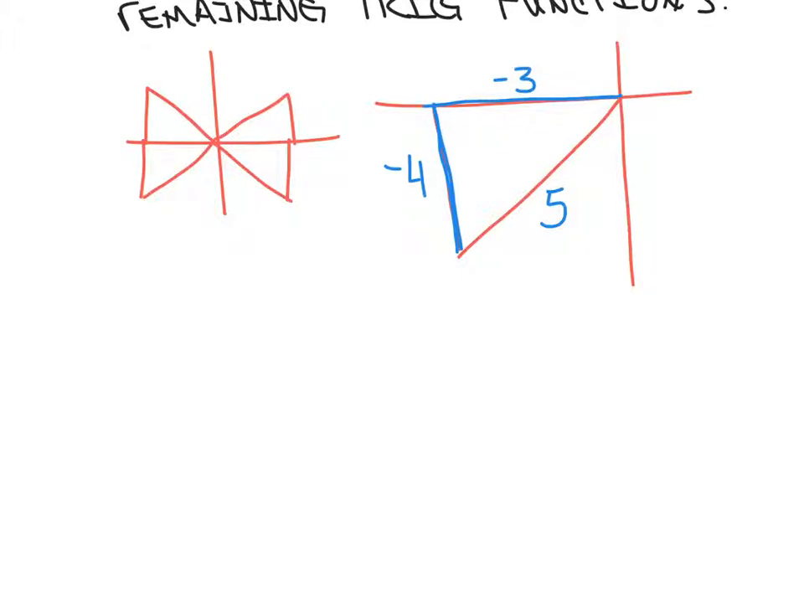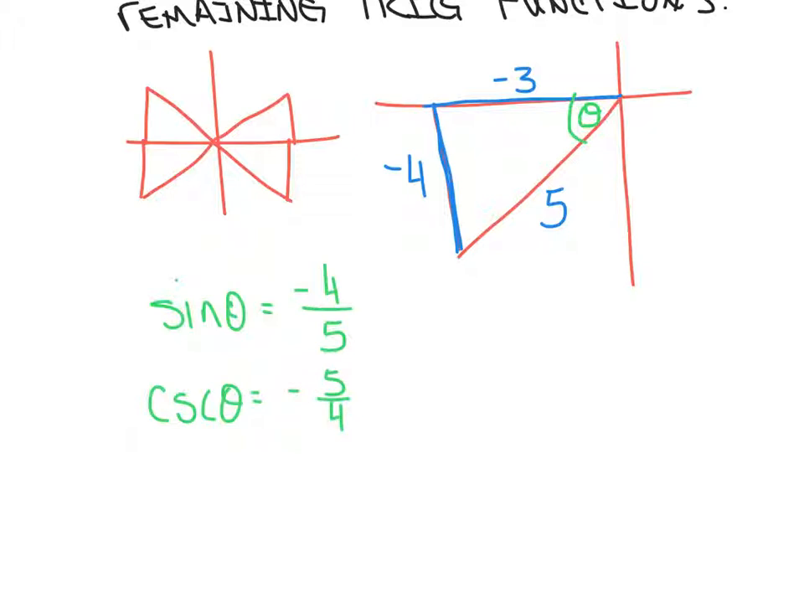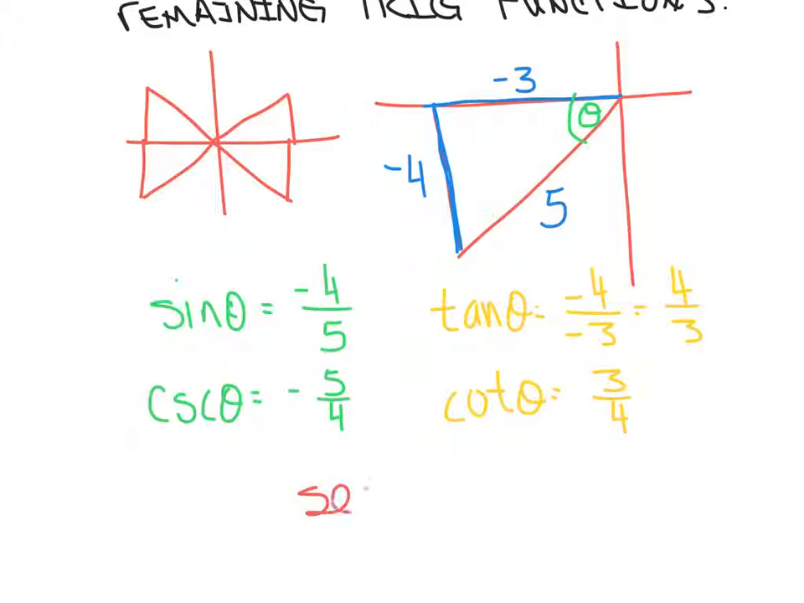So let's see what we got cooking here. We know that the sine of theta, and theta is this angle right there, is going to be opposite over hypotenuse. Its reciprocal, cosecant, is going to be negative 5/4. Tangent is going to be opposite divided by adjacent, which turns out to be 4/3. Cotangent is going to be that reciprocal, so it's 3/4. And we were already given cosine, so to get secant, I'm just going to reciprocate that. We could say secant of theta is negative 5/3.